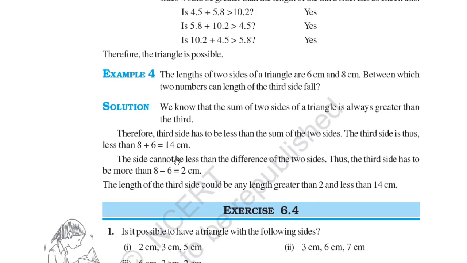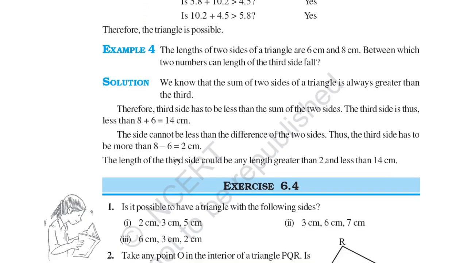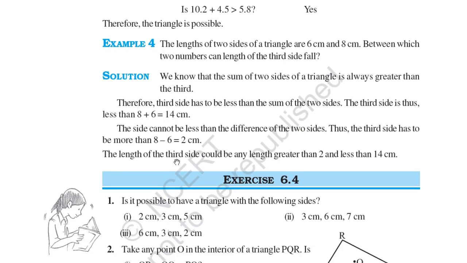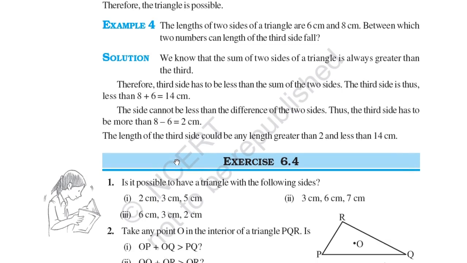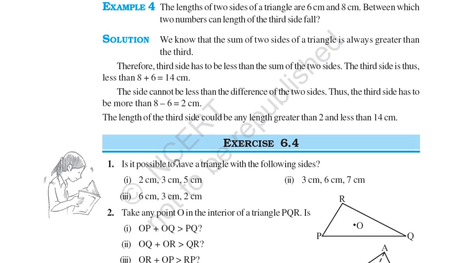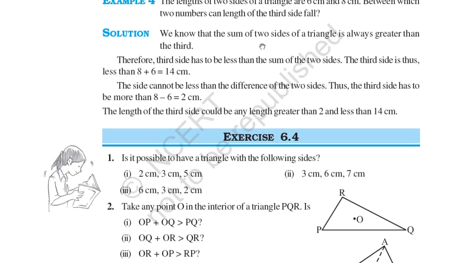Example 4. The lengths of two sides of a triangle are 6 cm and 8 cm. Between which two numbers can the length of the third side fall? We should find out between which two numbers the third side falls. We know that the sum of two sides of a triangle is always greater than the third side. Therefore, the third side has to be less than the sum of the two sides. Thus the third side is less than 8 plus 6, which is 14 centimeters. The side cannot be less than the difference of the two sides. Thus the third side has to be more than 8 minus 6, that is 2 centimeters. So the length falls between 2 and 14. So it is very easy. You can find that.